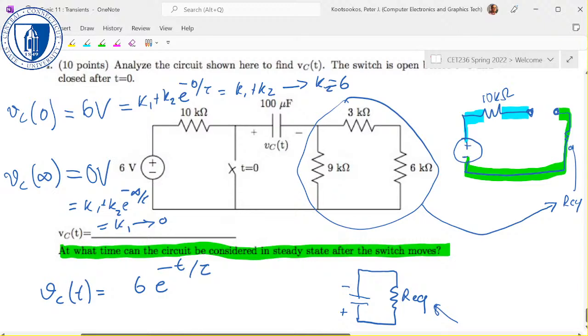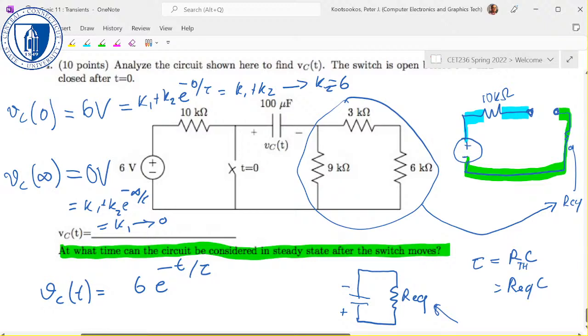And now the tricky part-ish is to find tau. Tau is the Thevenin resistance times the capacitance. So the Thevenin resistance is basically the equivalent resistance of those three resistors. I hope you can see that the 3K and the 6K combine in series to be 9K. Then you've got 9K in parallel with a 9K resistor. So 9K in parallel with 9K is just 4.5K.